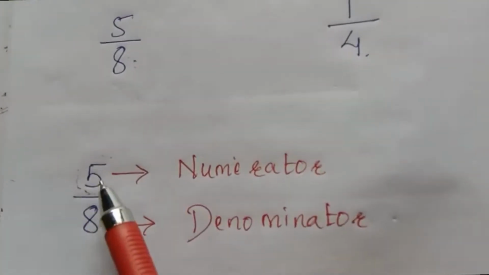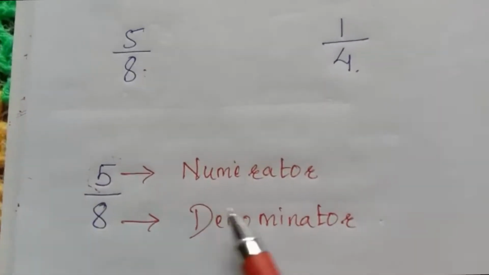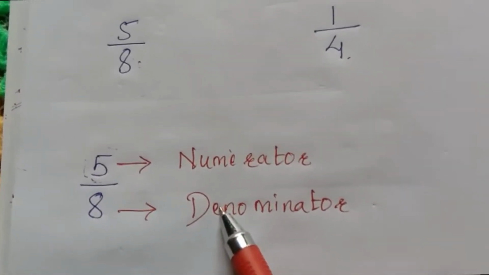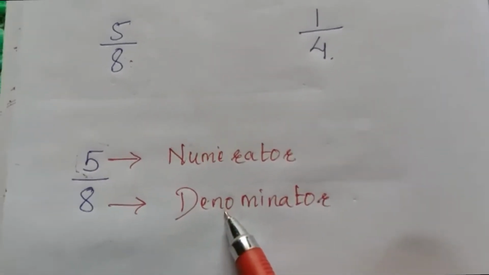So in a fraction, the upper part is called the numerator and the lower one is called the denominator. So a fraction will be written in the form of numerator divided by denominator.